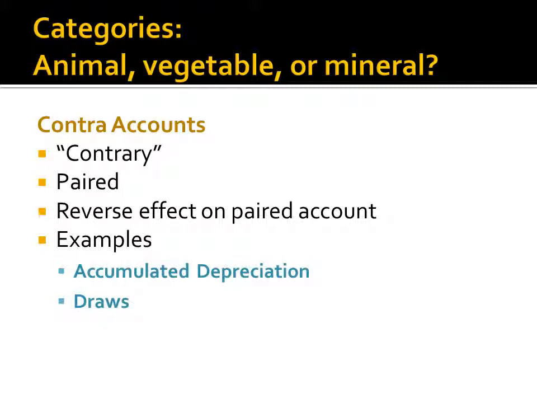Draws are a contra equity account. We show, instead of taking directly out of, say, capital, we show how much we're taking out during a month through the draws account. Sales allowances would be a contra income account. They have the opposite of sales, so like discounts and allowances, things like that. It's a reduction of income, really, so they're a contra account.